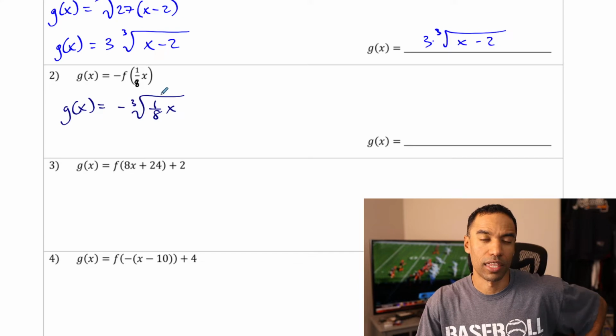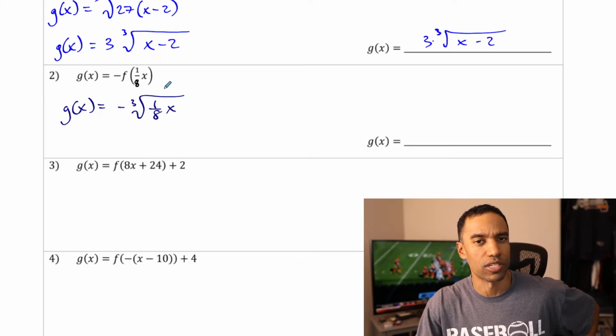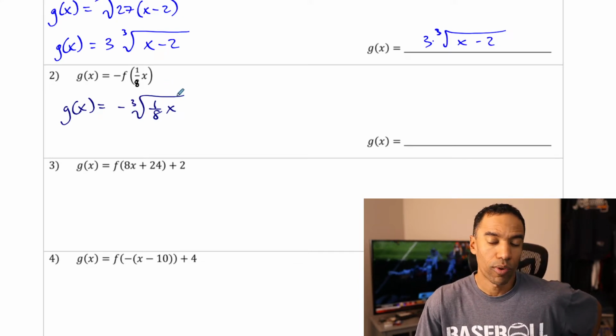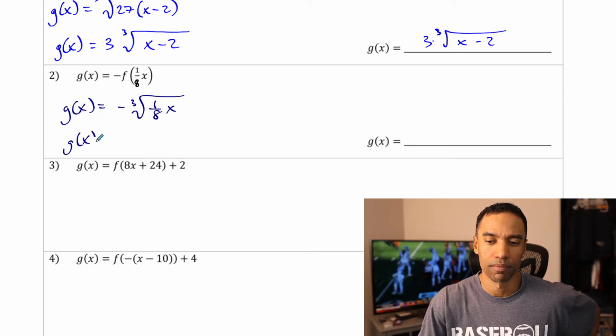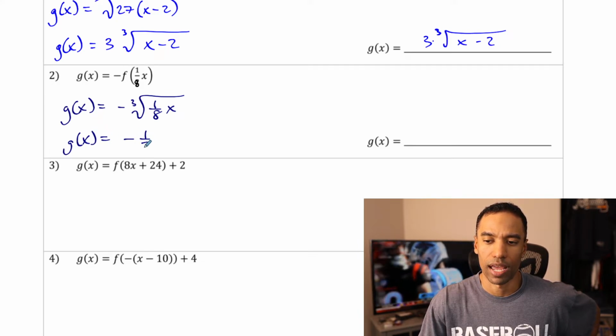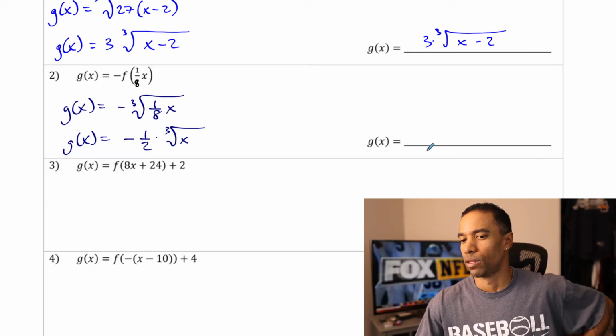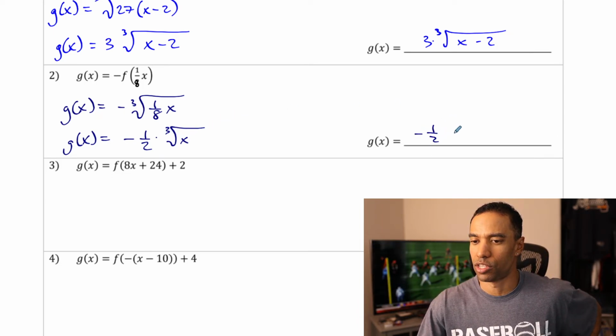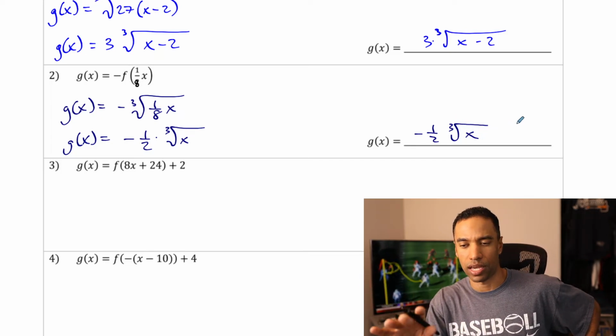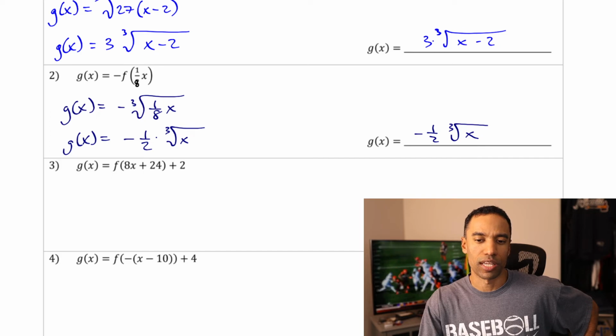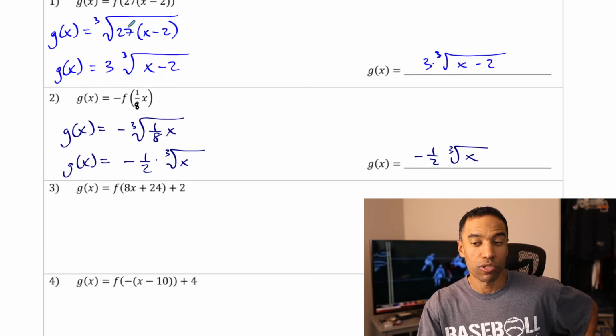Cube root of 1/8, I think we saw the cube root of the square root of 1/16, which was 1/4. The cube root of 1/8 is 1/2. So this will be negative 1/2 times the cube root of x, like that. Negative 1/2 times the cube root of x. And I'm going to call more attention to, I haven't mentioned it in a while, b values can be utilized.